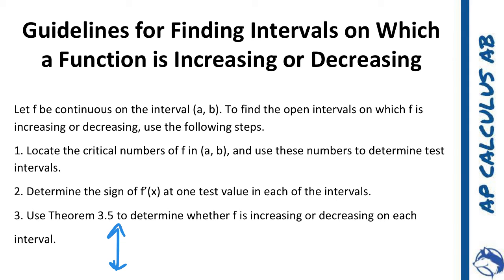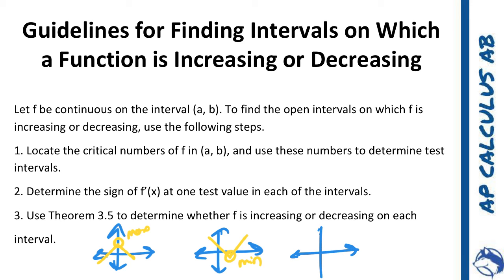And remember that if it goes from a positive to a negative, we've got a relative max. If it goes from a negative to a positive, we've got a min. And then there were two other options that we had. One of them was negative to negative, and the other one was positive to positive. And these are neither mins nor maximums at this point.